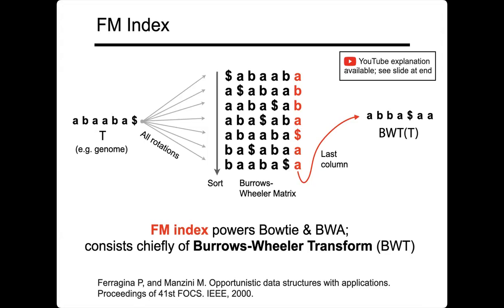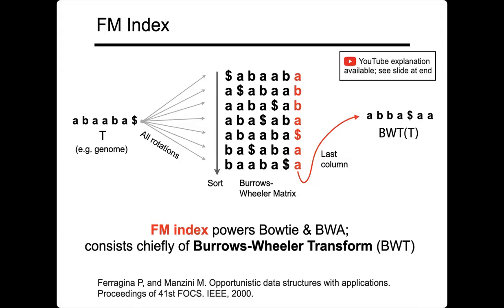It's as though we took our input, we took all the different ways of rotating it. Rotate just means take a letter off one end and stick it on the other end. All possible ways of rotating it, put them in order, take the last column. That's another way of obtaining the Burrows-Wheeler transform. It's equivalent to what I said before. It's just another way to think of it.